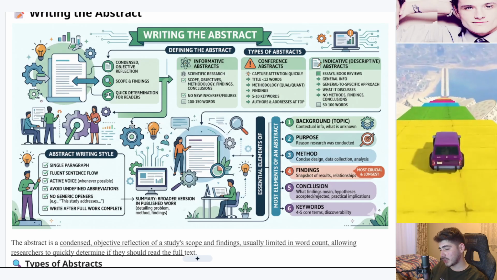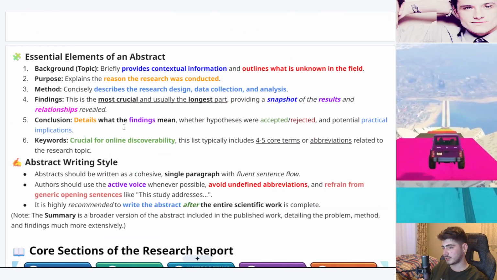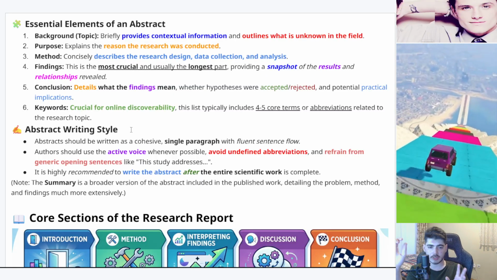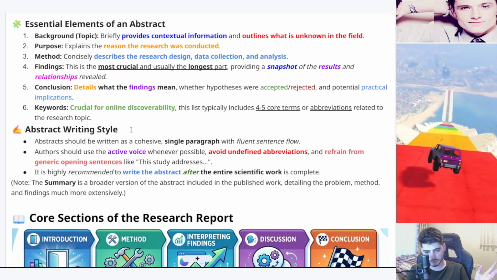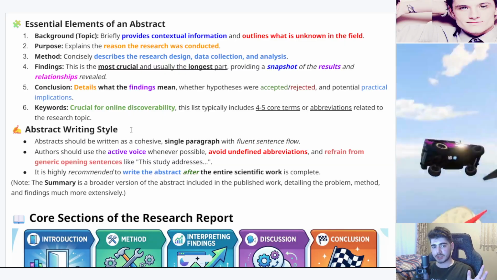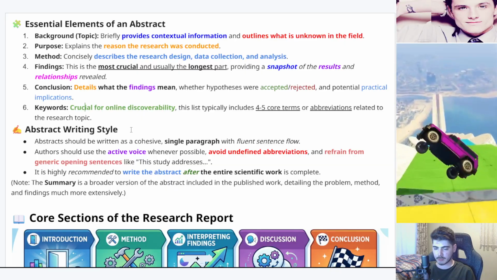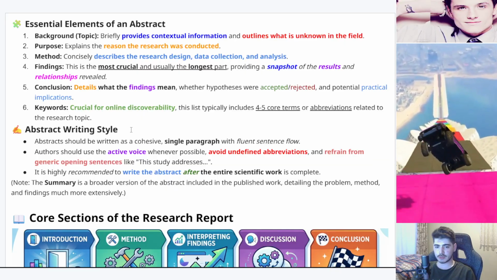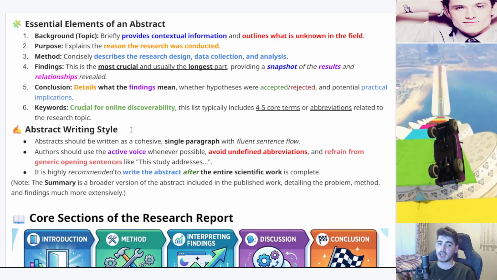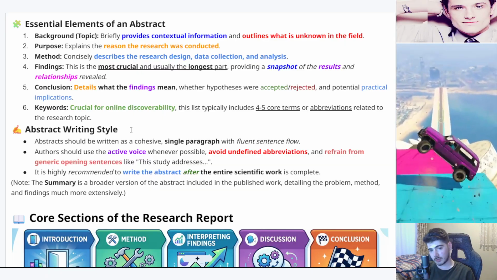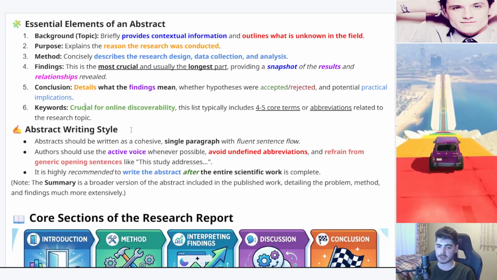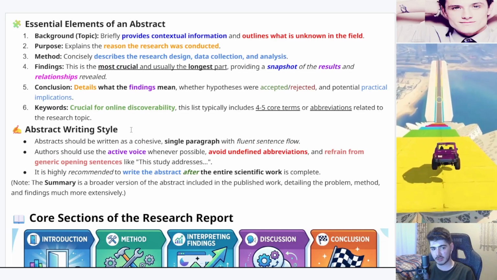Now, when writing this abstract, you need to be writing a single paragraph with fluent sentence flow, so it's not boring. Duh. We should be using active voice whenever possible, not past tense, not perfect tense, I guess. We need to be using active voice. And we need to avoid undefined abbreviations and refrain from generic opening sentences like this study addresses. They want you to be quirky like that.